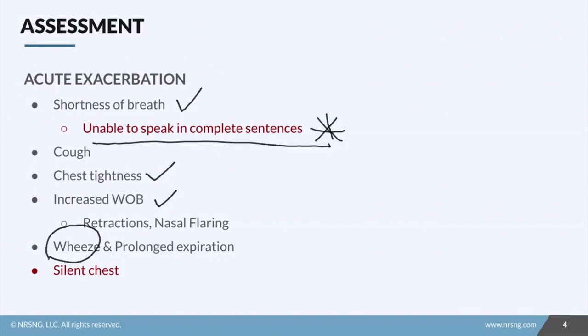Okay, one really important thing to know about listening to an asthma patient's chest. If you put your stethoscope to that chest and you don't hear anything, you don't hear air moving, you don't hear a wheeze, nothing, it's called a silent chest, and this is a medical emergency. This means that the airways are completely obstructed and no air is moving at all. And this is usually a sign of something called status asthmaticus, which we're going to talk about in just a second. But just remember, if you listen and don't hear anything, it's an emergency.